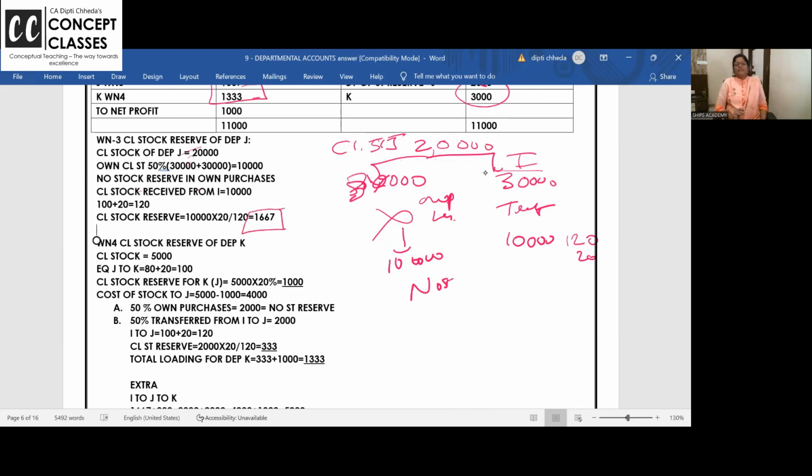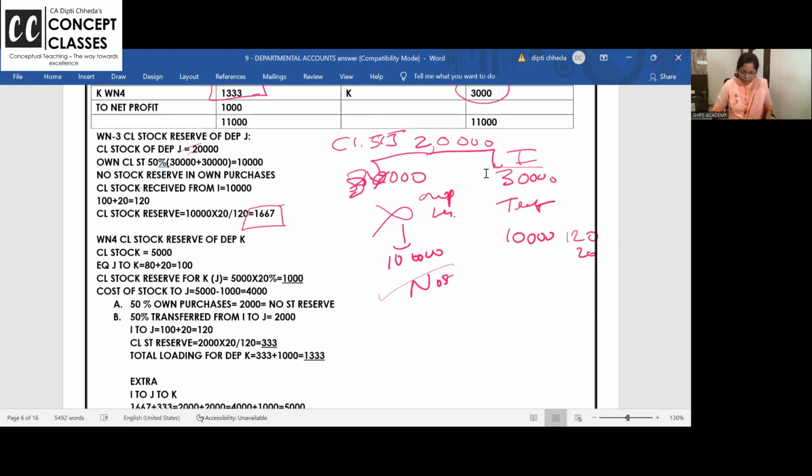1667. What is the googly in the problem? You know, dear students, I is sending the goods to J, but in J's closing stock 20,000, how much is J's own purchase, which has to be at cost, and how much is transfer? They have not given, so we assume it's equal, because J has done own purchase plus labor 30,000 and I से भी आया है 30,000. Clear? Right? Okay? चलो.